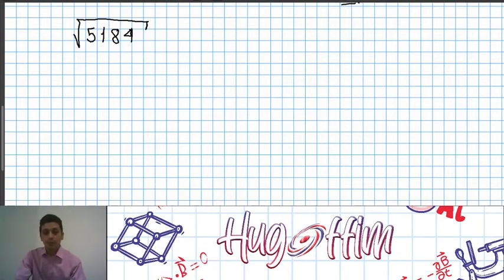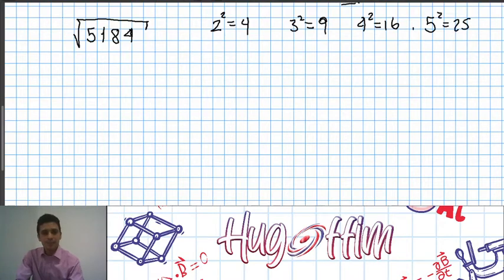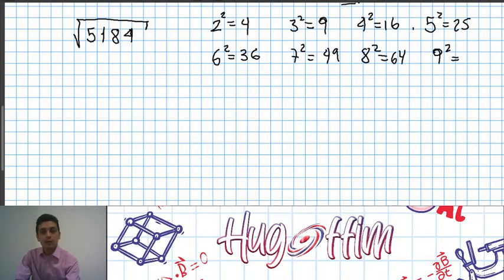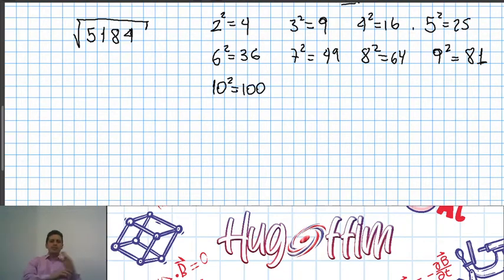Okay, so for example, let's say that you remember 2 to the second power, that is 4. You remember 3 to the second power, that is 9. 4 to the second power is 16. 5 to the second power, 25. 6 to the second power is 36. 7 to the second power is 49. 8 to the second power is 64. 9 to the second power is 81. 10 to the second power is 100. Okay? If you know these basic squares, maybe you can know 11, 12, 13.